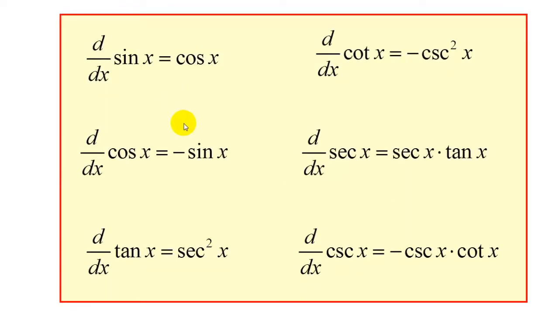Now you'll notice some patterns here. The derivative of the sine is the cosine. The derivative of the cosine is the negative sine. The derivative of the tangent is the secant squared. The derivative of the cotangent is the negative cosecant squared. The derivative of the secant is secant tangent. The derivative of the cosecant is negative cosecant cotangent. So cofunctions have a negative derivative of their parent function.